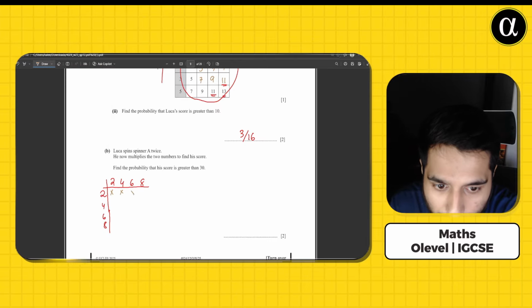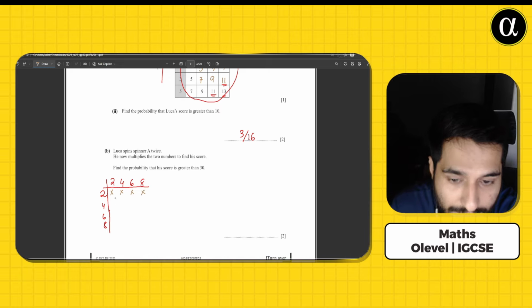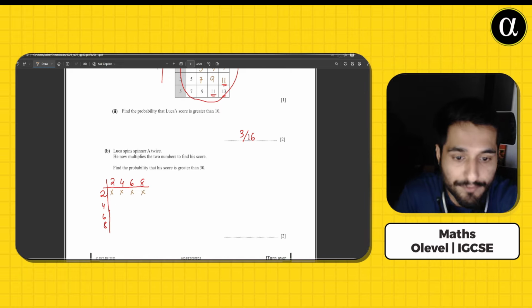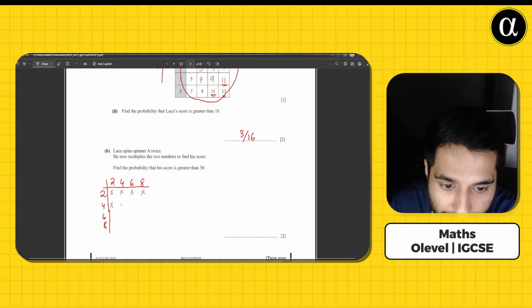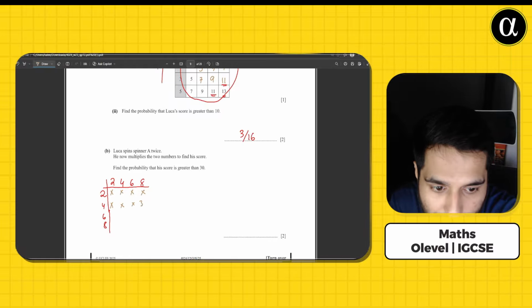Will 4 and 2? No. Will 6 and 2? That is 12, not greater than 30. This isn't going to give us greater than 30 as well, so we are just going to solve the relevant information. So 2 and 4, that is 8. 4 and 4, 16. We don't need 6 and 4, that is 24. What about 8 and 4? Yes, that gives us 32, so we would count it for now.